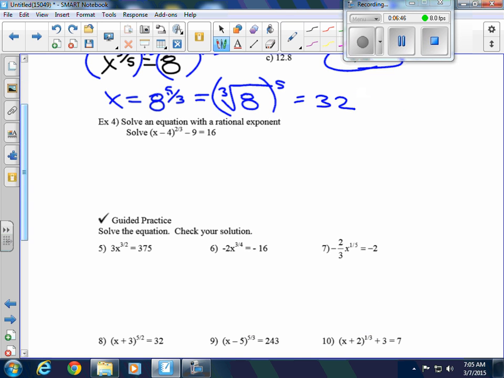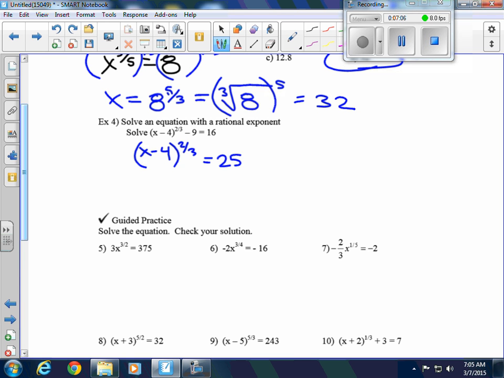In example 4, we're doing the same thing. Instead of a radical that we have to isolate this time, we have to isolate the term with the rational exponent. So we're going to add the 9 here. So it's going to be x minus 4 to the 2/3 power equals 25.